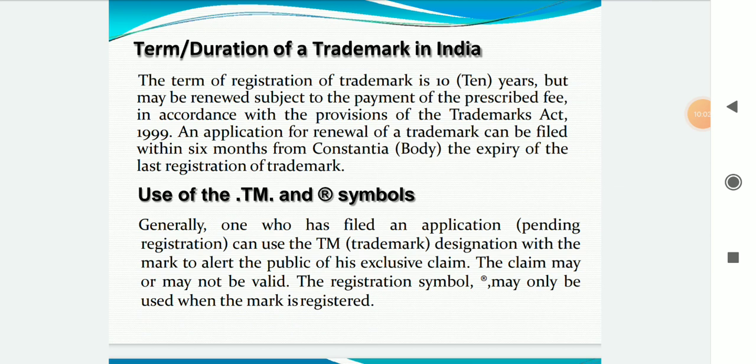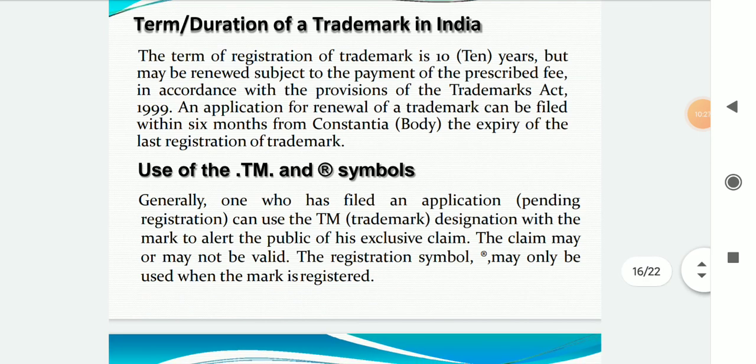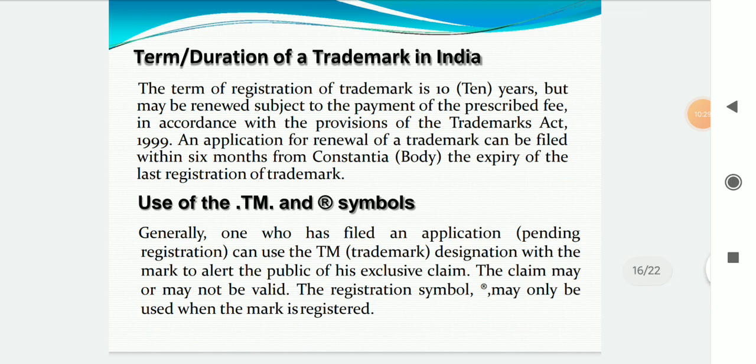And the use of the trademark symbol: generally, one who has filed the application, with registration pending, can use the trademark designation with the mark to alert the public of an exclusive claim. The claim may or may not be valid. The registration symbol may only be used if the mark is registered. You should all keep in mind that the registration symbol for a trademark is used only when your mark is registered in the registry office.